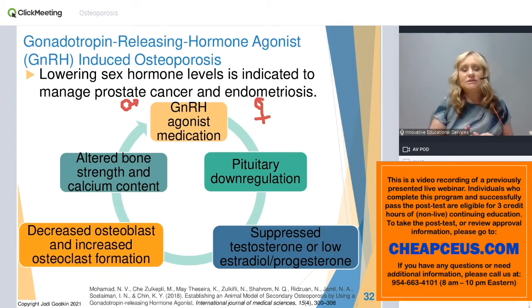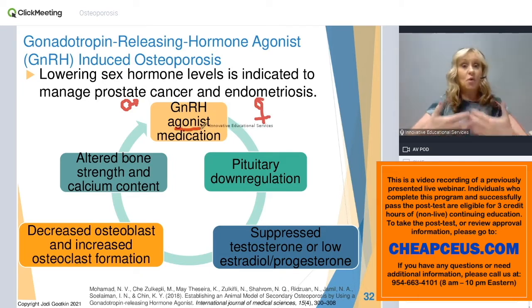This condition is referred to when it presents as androgen deprivation therapy, or when someone's on hormone deprivation therapy to manage the cancer and endometriosis. They actually take the medications that put more of those hormones into their system. That's why it's called agonist. So they have more hormones present.